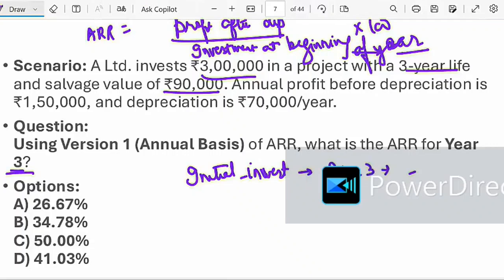Just waiting for your response. If you know the concept of depreciation, you can easily tell me. Can you tell me what is the initial investment at the beginning of year number 3?